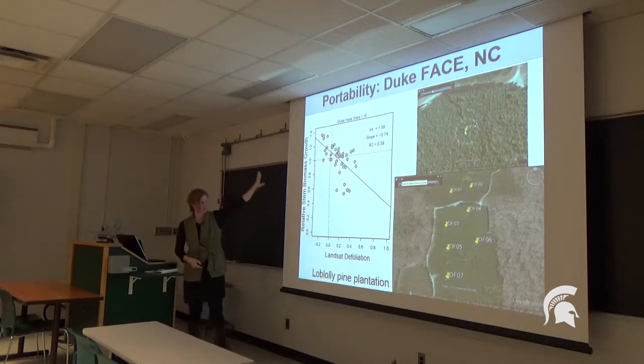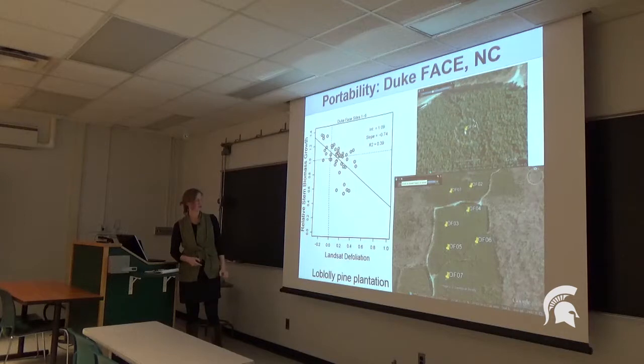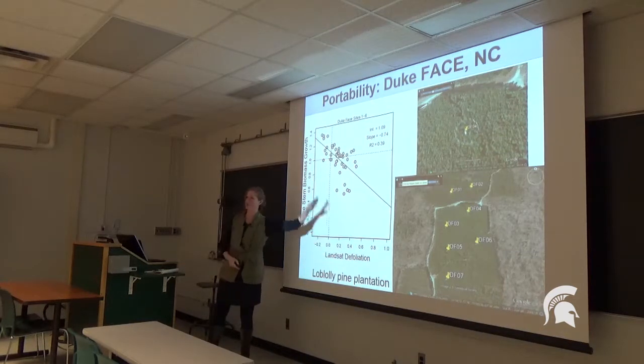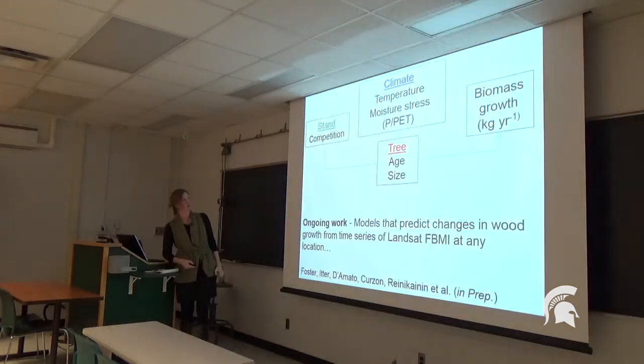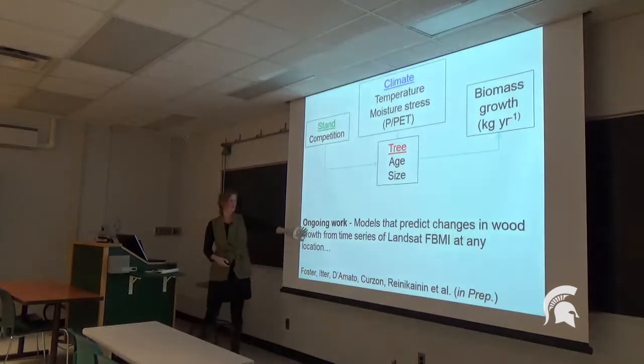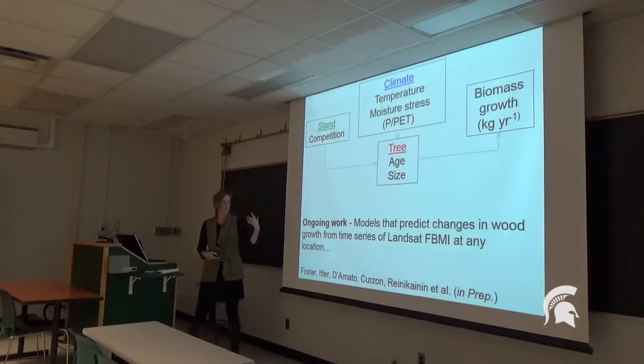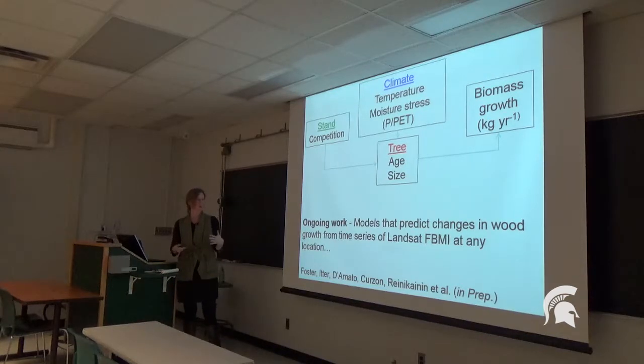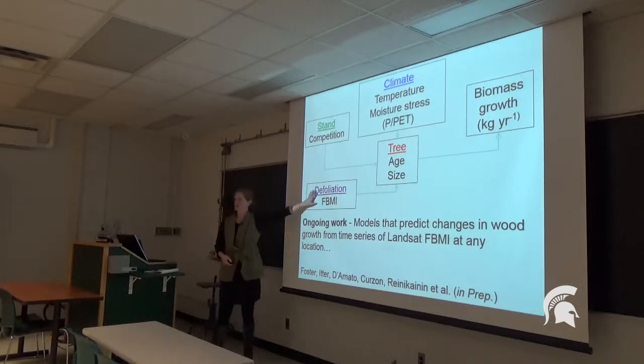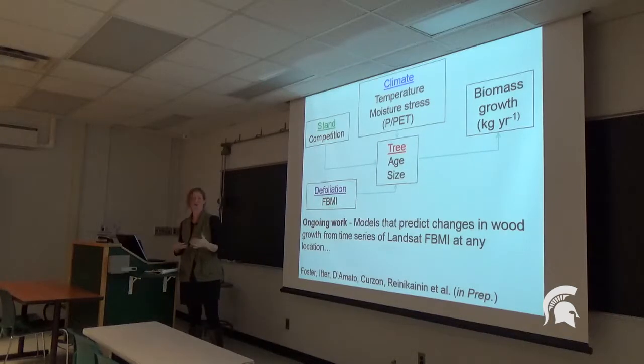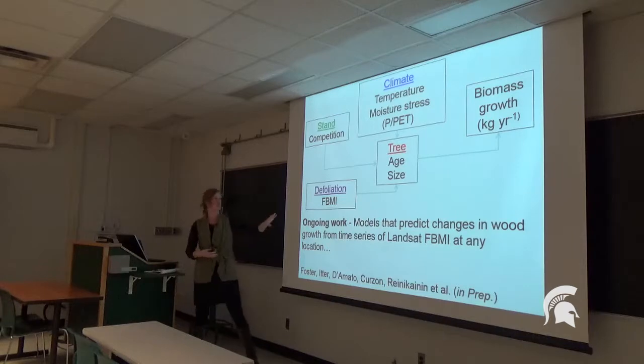This is over all the FACE sites. There's a relationship you expect: as defoliation increases, relative growth decreases in loblolly pine. So our ongoing work is trying to develop models that predict those changes in wood growth from time series of Landsat and other variables. We're going to add this component to the types of models we've worked on in the past, but hopefully gain really new insight and understanding, because now we can separate things out.